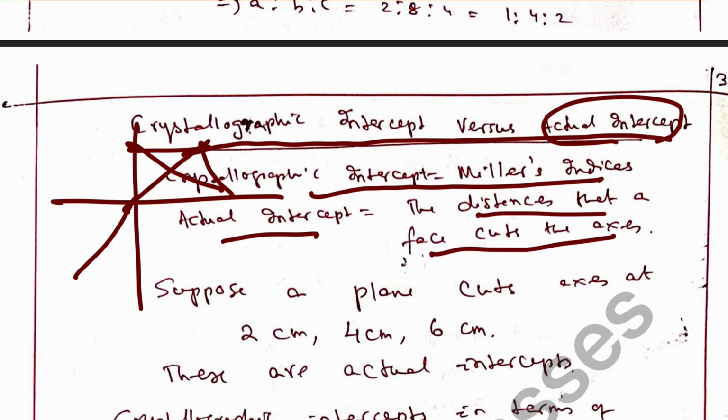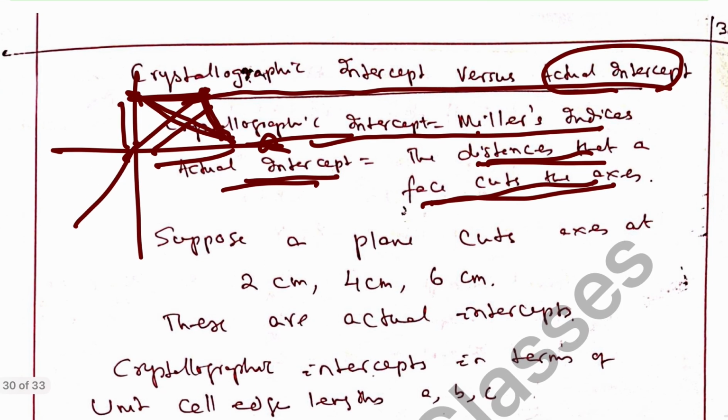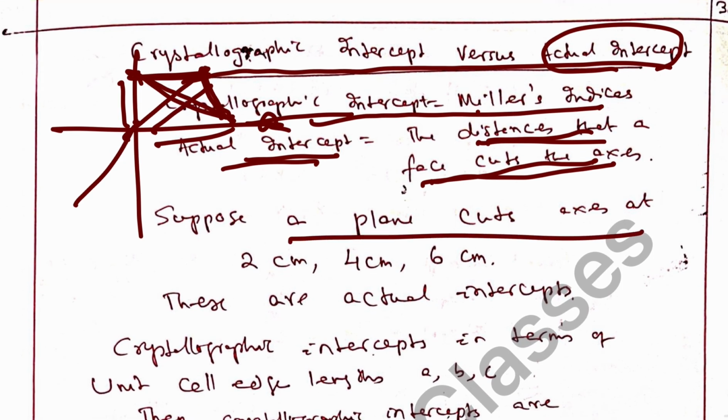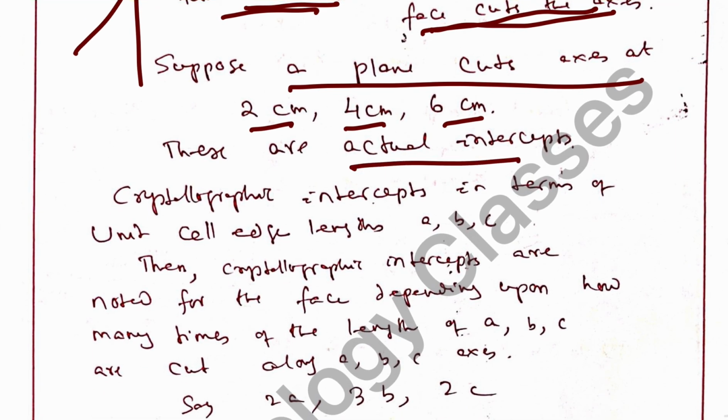From the actual intercept we can derive the axial ratio. The actual intercept means the distance that a face covers on the axis. This is the face. It covers a at this distance, b at this distance, c at this distance. So this is the distance, this is the distance, this is the distance, the actual intercept. Suppose a plane cuts the axes at 2 cm, 4 cm and 6 cm. So these are the actual intercepts.